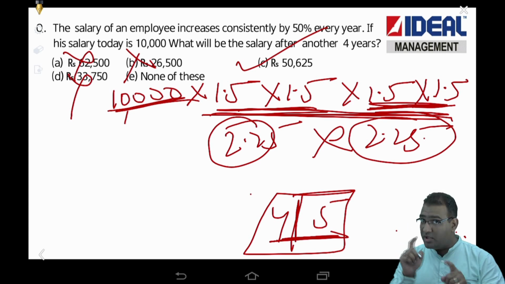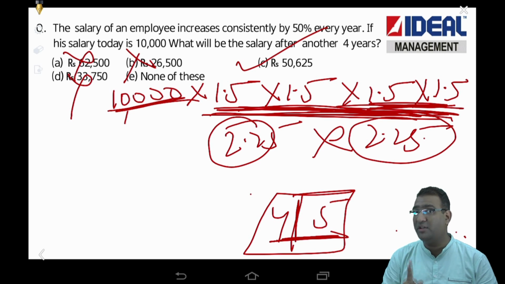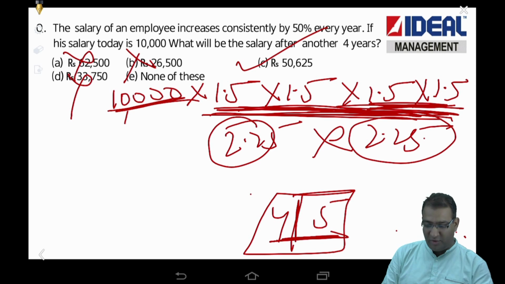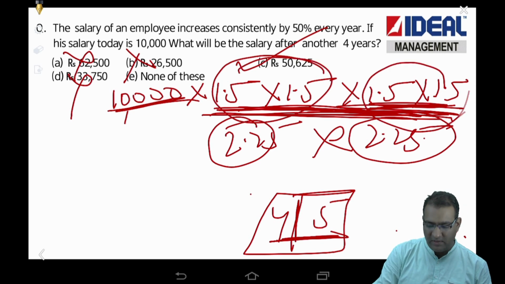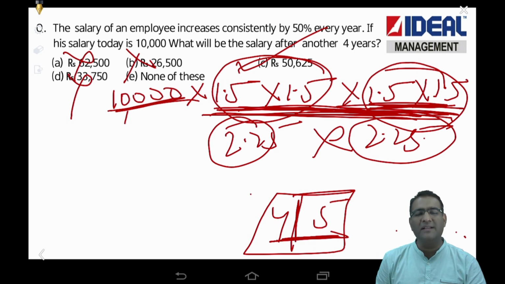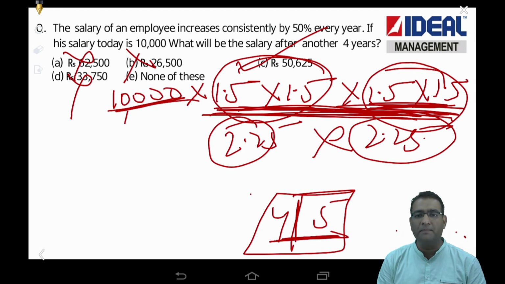Right? So trust me, 1.5 into 1.5 into 1.5 into 1.5 is not the shortcut, because that itself becomes a long cut now. Right? The actual shortcut is, this is 2.25, this is 2.25. If you multiply both, see, obviously the answer, I know the answer. Answer is 50,625. But you know that now it will be approximately 5. So you get your answer.